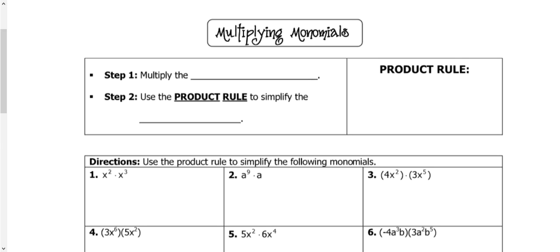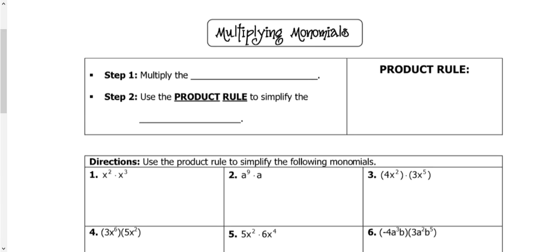Hello again. This is lesson 2 of unit 6 on exponents and radicals. This lesson we'll be learning about multiplying monomials. So let's take a look at our note sheet here in our packet, and we'll look at the first two steps and the product rule.